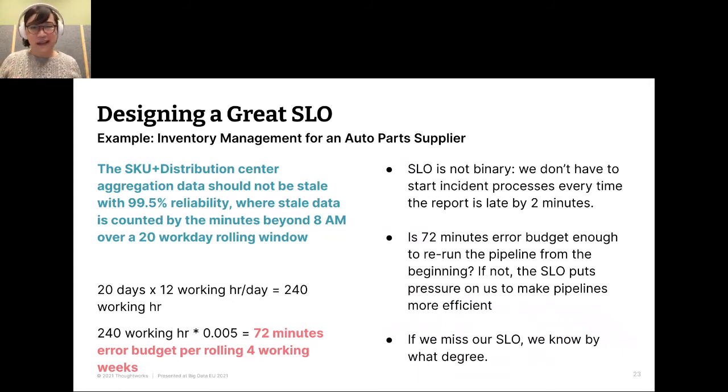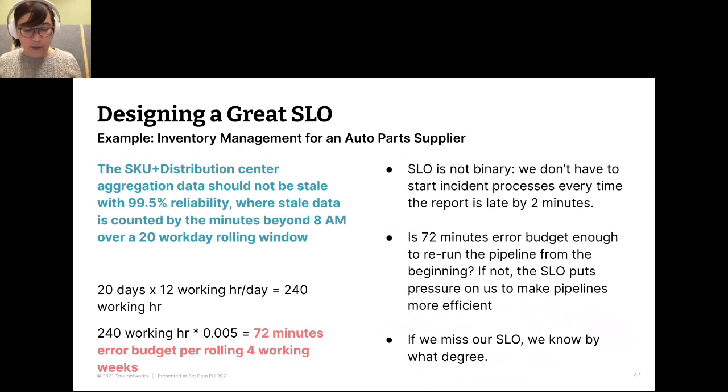So if one day the data is not up to date and misses it by 15 minutes, okay, well, that's really only taking away part of our error budget. Probably not that big of a deal. We can send a message saying, sorry, our data is not available, but it was 15 minutes late into work today. No big deal. If we do miss the SLO, if we run over that 72 minutes, we know by how much. Did we run over it by 10 hours? Did we run over it by 20 minutes, right? Those are two different scenarios that require two different types of interventions.